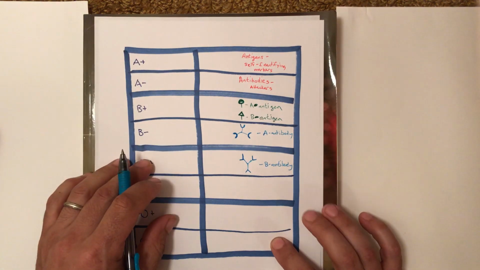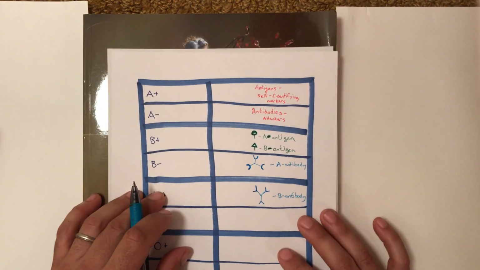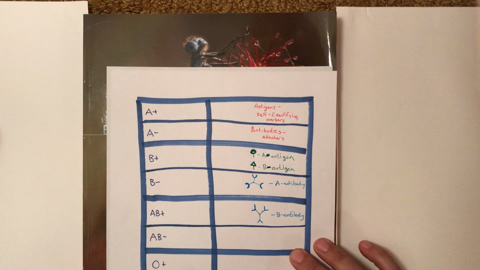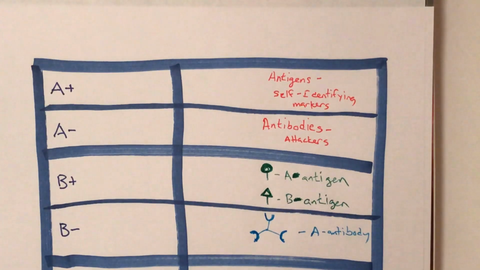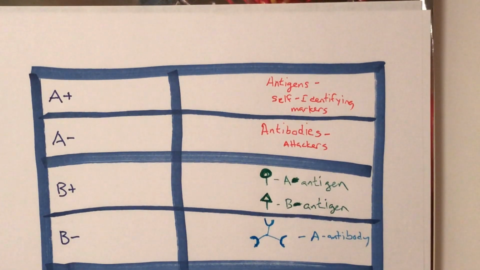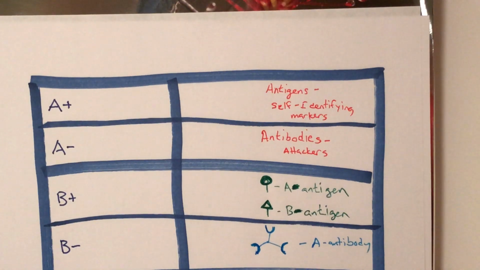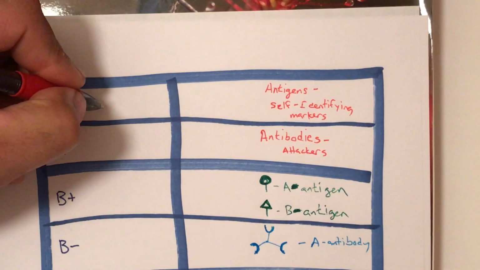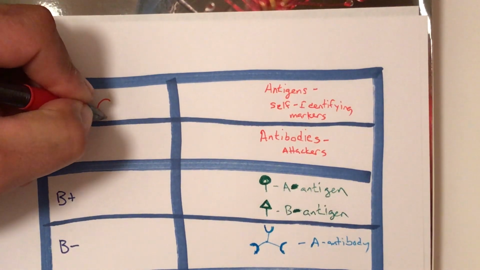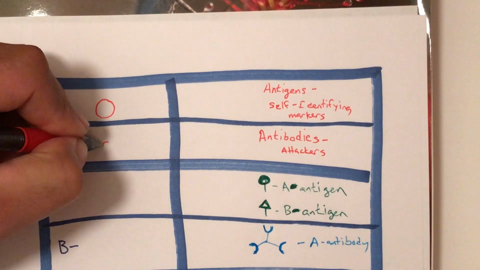All right, so let's draw what someone with A positive blood looks like. So if we put a couple of, let's say we'll just put in 1 red blood cell.